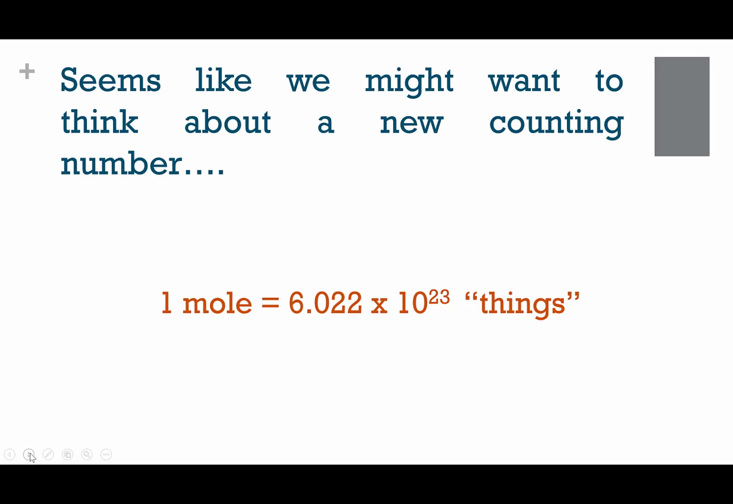Probably enough socks to fill up the building that you're sitting in, right? So I have 6.022 times 10 to the 23rd socks, okay? So the mole is just another type of counting number. It is 6.022 times 10 to the 23rd. Well, this number has a special name. It's called Avogadro's number. So you may hear me refer to it as Avogadro's number.